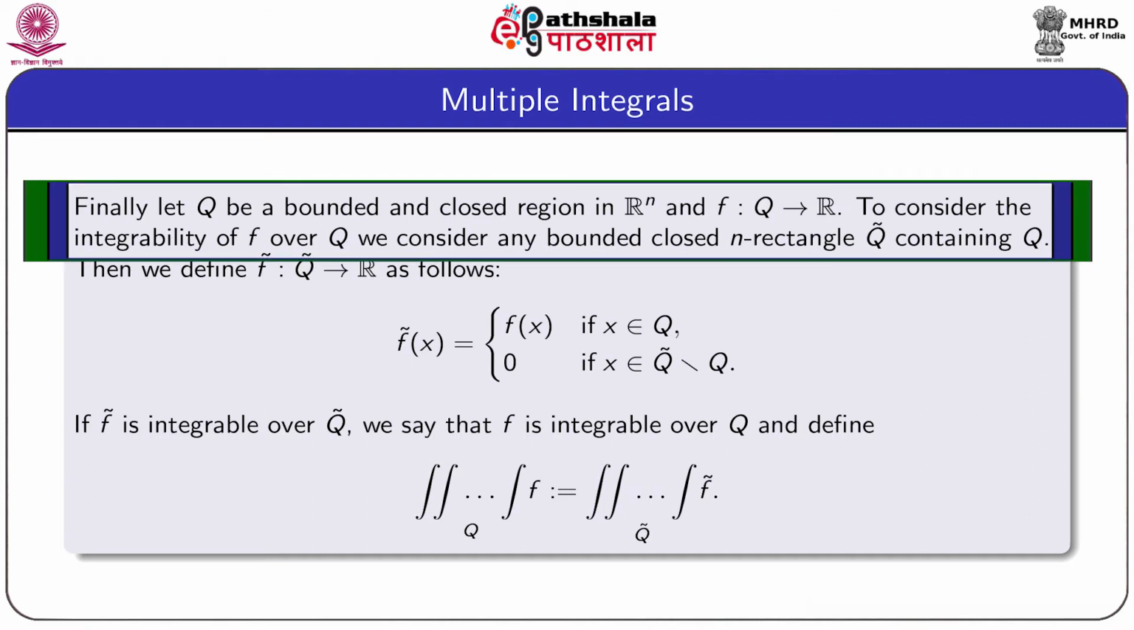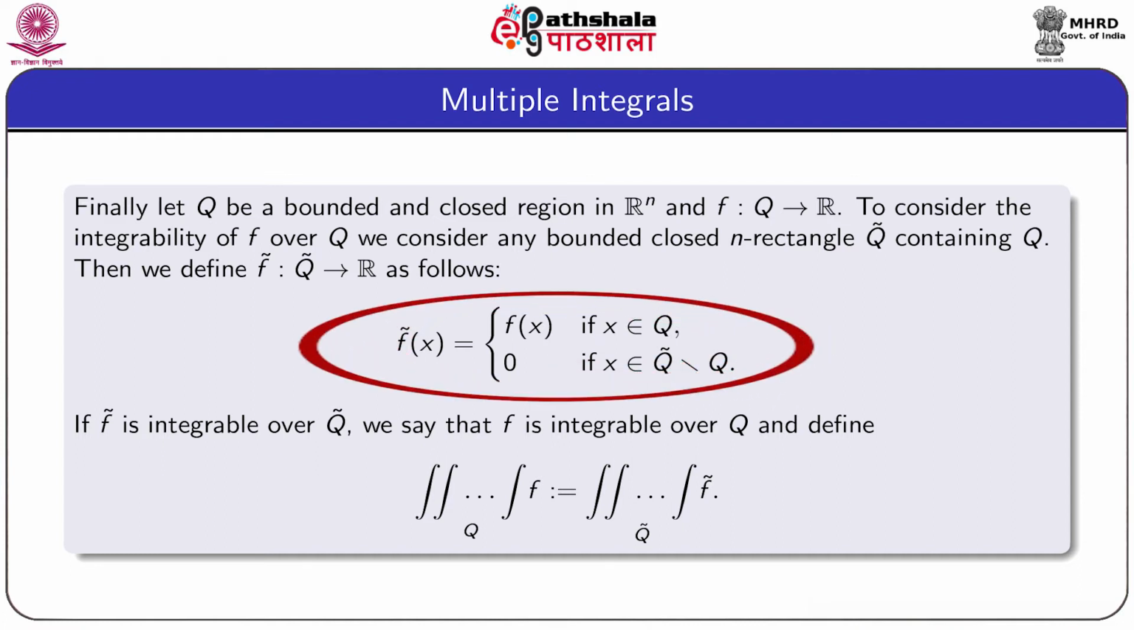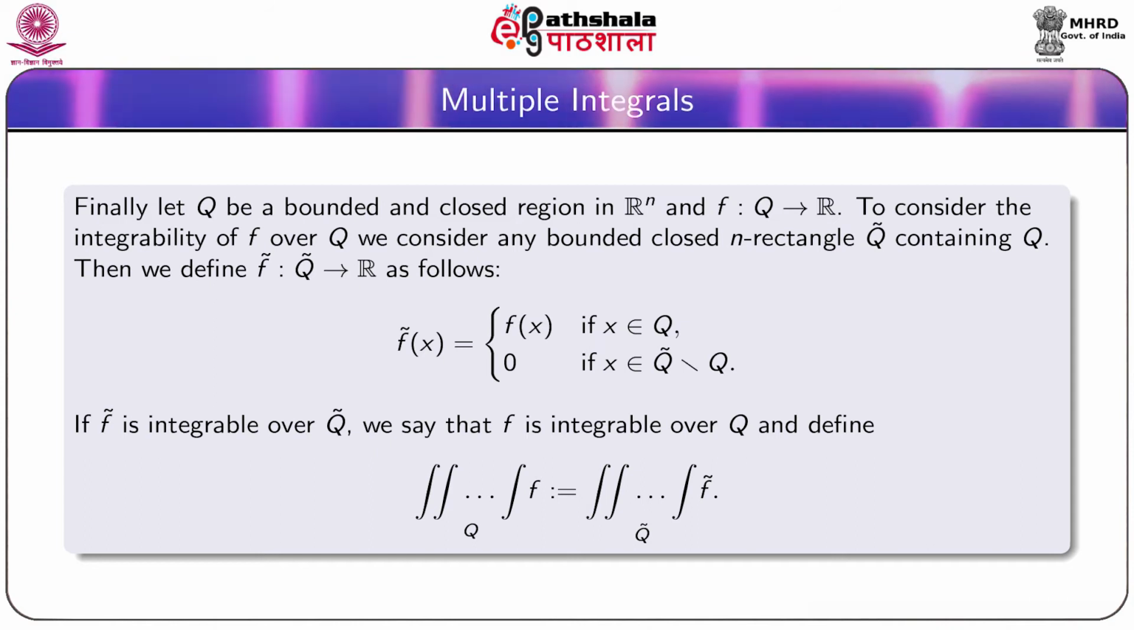Finally, let Q be a bounded and closed region in R^n and F is a scalar field defined on Q. To consider the integrability of F over Q, we consider any bounded closed n-rectangle Q tilde containing Q. We define another real valued function F tilde over Q tilde as follows. F tilde(x) is defined as f(x) if x is in Q and 0 if x is in Q tilde but not in Q.